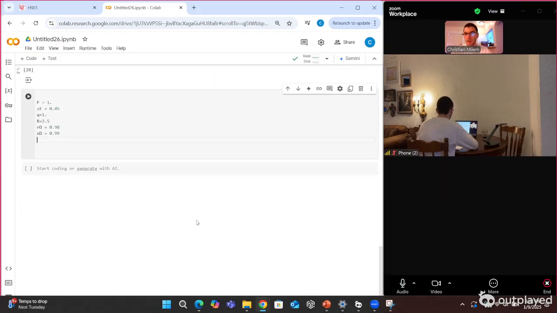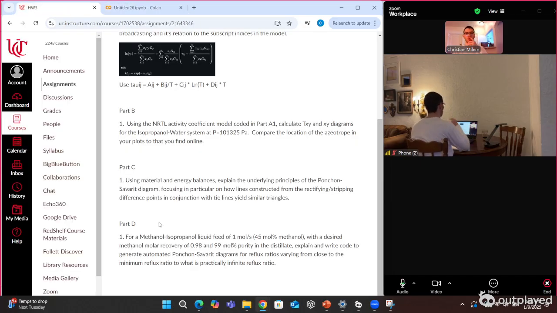Audio on, yep. Okay, so this is part D. For a methanol isopropanol liquid feed of 1 mole, 45% mole methanol, so ZF equals 0.45. The desired methanol molar recovery is 0.98 and 99% mole purity in the distillate, so XD equals 0.99. Explain and write code to generate automated Ponchon-Savart diagrams for reflux ratios varying from close to minimum reflux ratio to what is practically infinite reflux ratio.